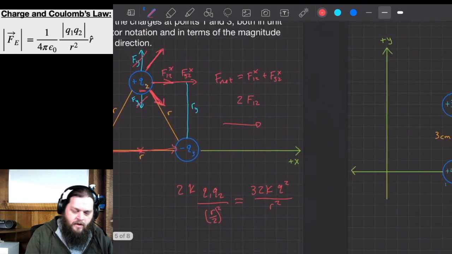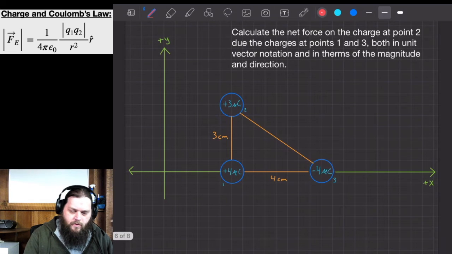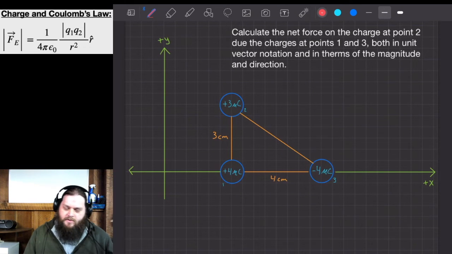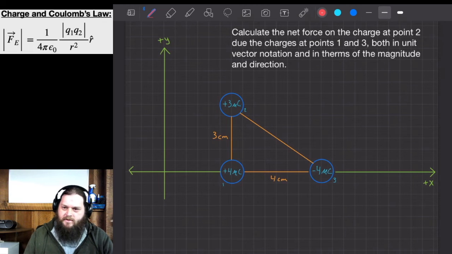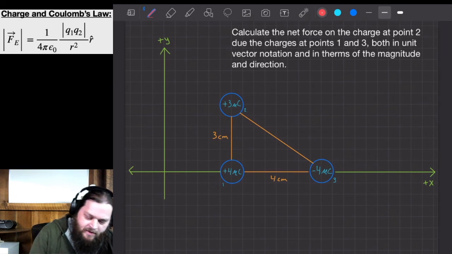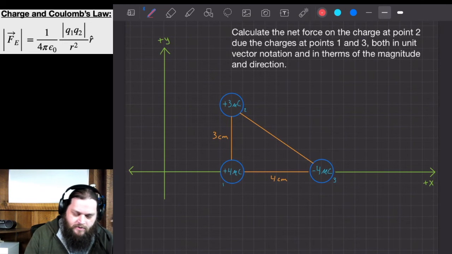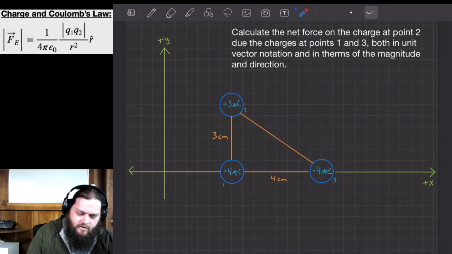All right, we're going to go on then to this guy. So this one's the same idea, but it's a little different. There's not going to be as much symmetry here because we have more of a right triangle versus an equilateral triangle, and we actually have some values in there, so we're going to have to do some calculations. So it's the same idea. We want to find the net force on charge 2 versus charge 1 and charge 3. So 2 is still up in here, and 1 and 3 are down there.